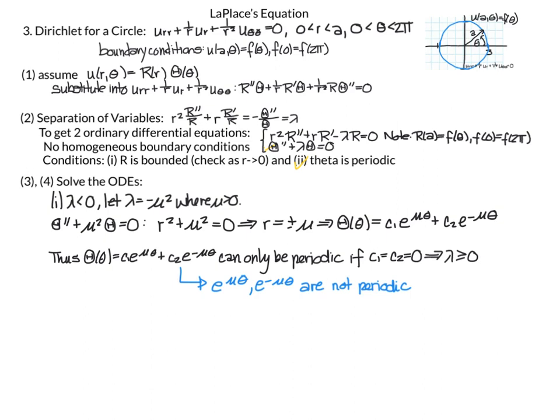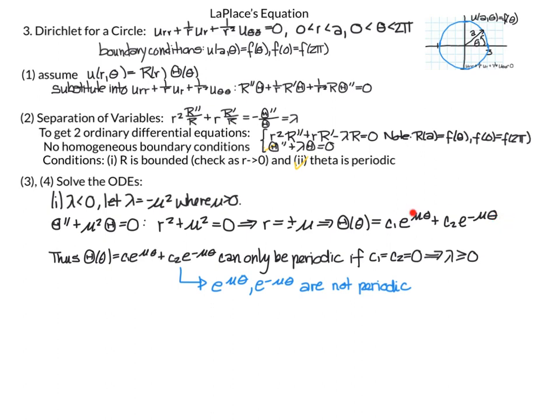So the next step, 3 and 4, is to solve the ordinary differential equations and also to use the boundary conditions. So let's start with lambda less than 0. So let's let lambda equal to negative mu squared, where mu is greater than 0. And actually, you don't have to do this extra step with the mu if you don't want to, but I did at this point. So our first differential equation, Theta double prime plus mu squared Theta equals 0. So our characteristic equation is r squared plus mu squared equals 0, which means r is equal to plus or minus mu, which means capital Theta is equal to c1 e to the mu theta plus c2 e to the minus mu theta.